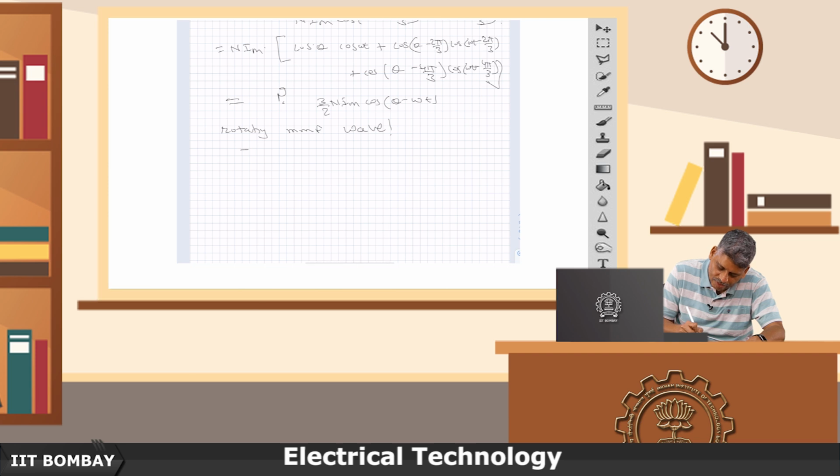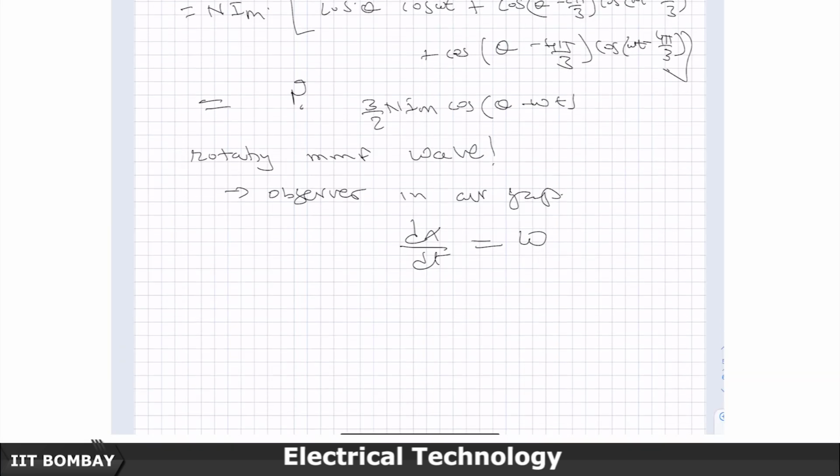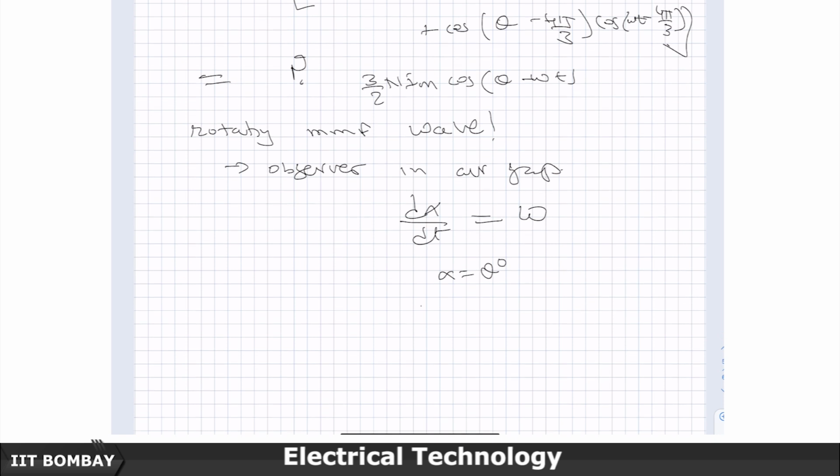Why do I call it a wave? Because if there was an observer in the air gap rotating at a speed omega, so it is sitting at some place in the air gap and it is also rotating at the speed omega, then d theta by dt for him is equal to omega. Whatever his initial position be, say theta naught, he will just see a constant MMF or B, because he is also rotating at synchronous speed with respect to the air gap.